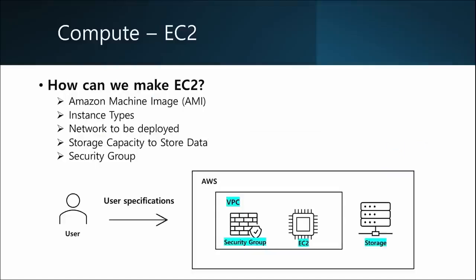So, how do you create EC2? We need to install a guest OS, but at this point, we already have an image that has the guest OS configured. This is called an Amazon Machine Image, AMI. In this case, an image is a template file that contains the virtual machine's operating system, applications, data, and settings.